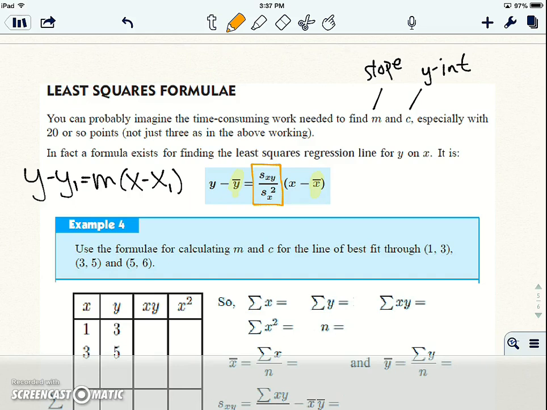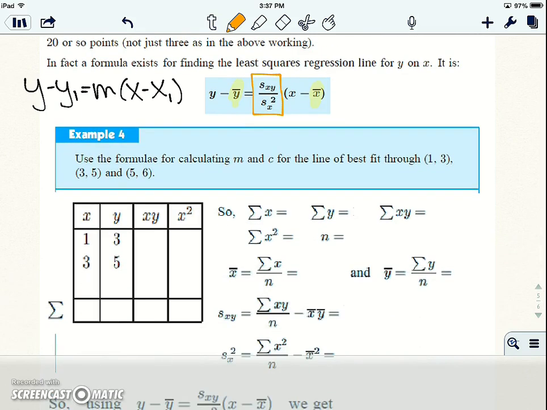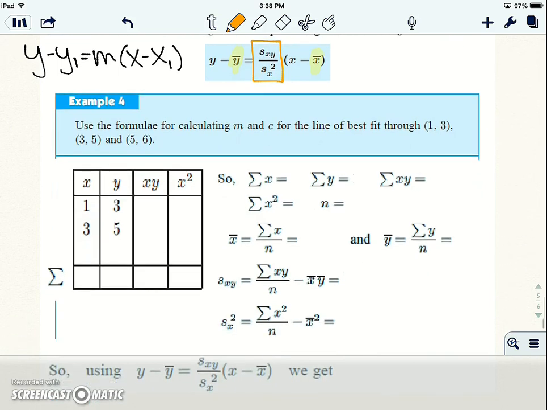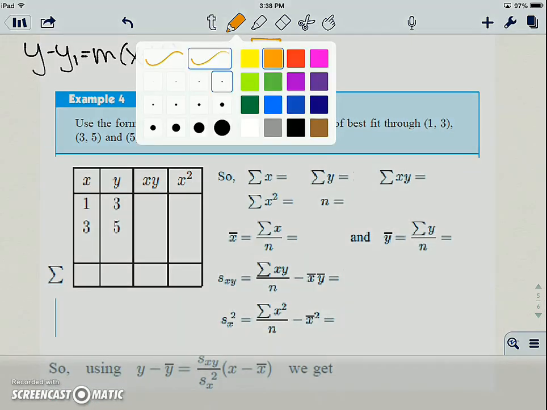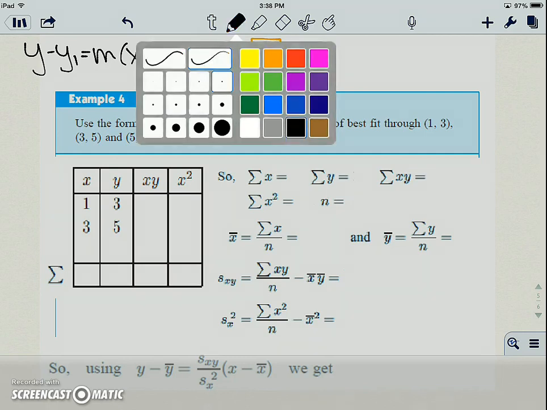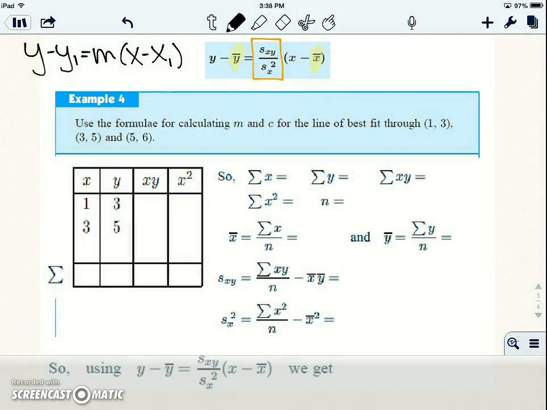But we're going to use some points and fill in this formula. So we have the points 1, 3, 3, 5, and 5, 6. So this will be on your homework. You'll make a table like this and you'll put in your x and y points. So we have 1, 3, 3, 5, and 5, 6. And then we're going to go ahead and add them up.